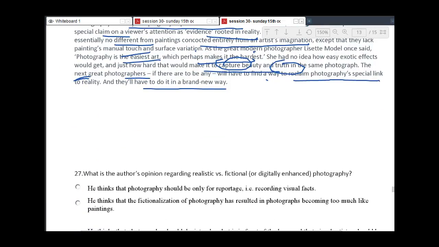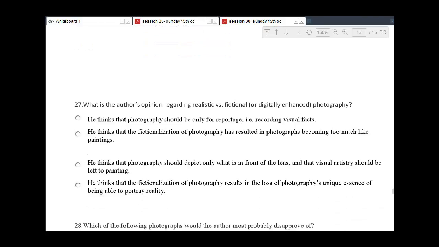Now look at the first question. What is the author's opinion regarding realistic versus fictional photography?